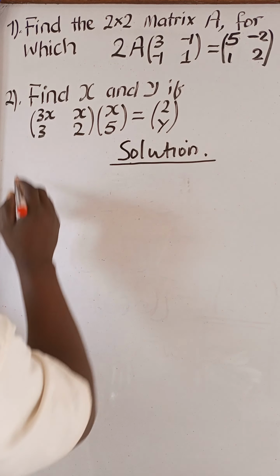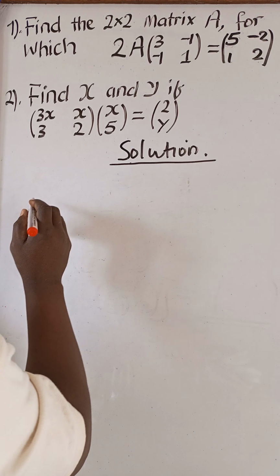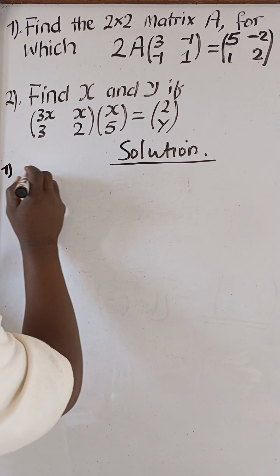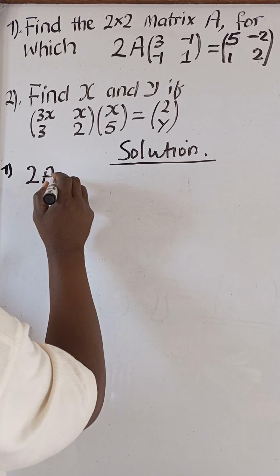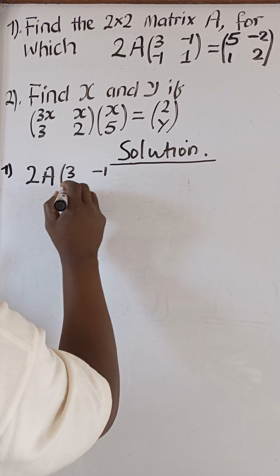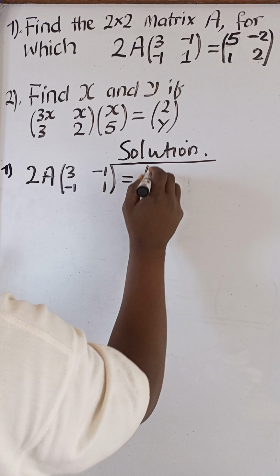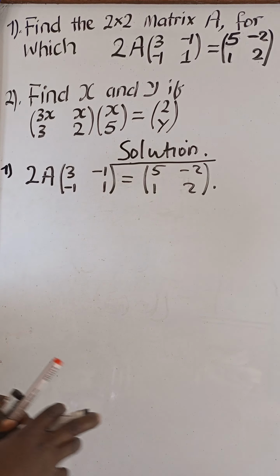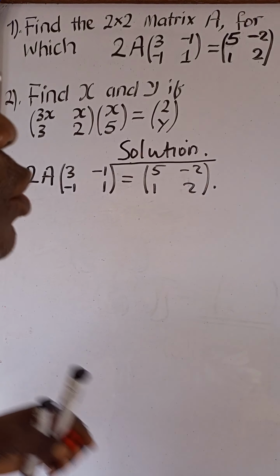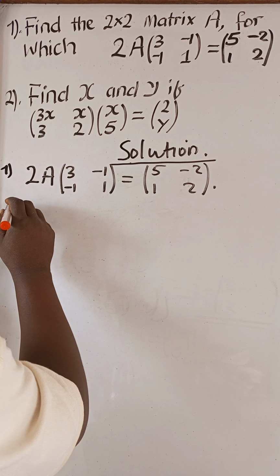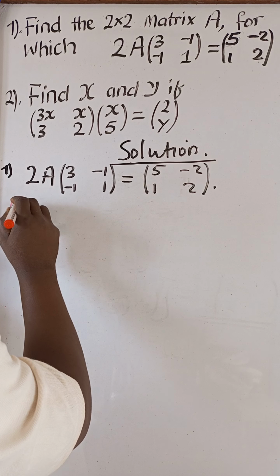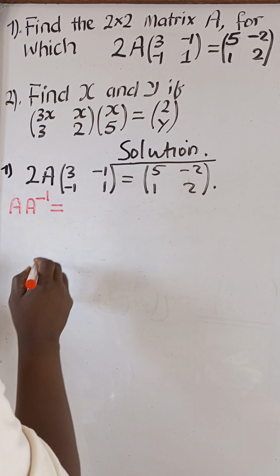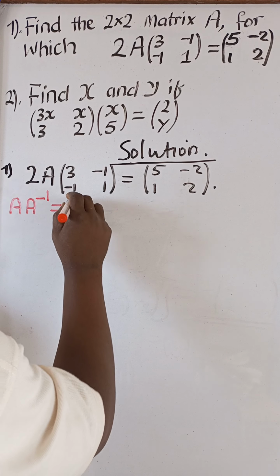Straight away we start with the first question. In question 1, we have the matrix 2A multiplied to [3, -1; -1, 1], giving us [5, -2; 1, 2]. We are going to need two notions on matrices. The first notion is that if we have a matrix A and we multiply it by its inverse, we are going to obtain the identity matrix.